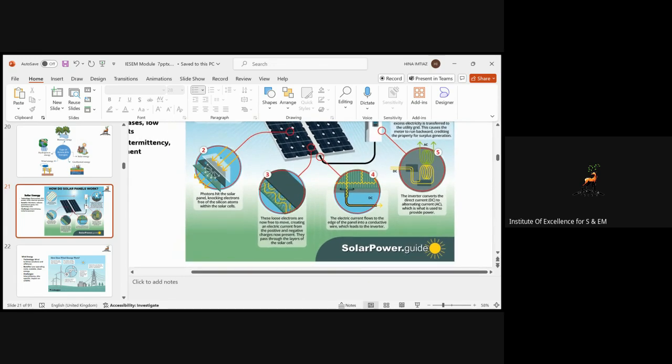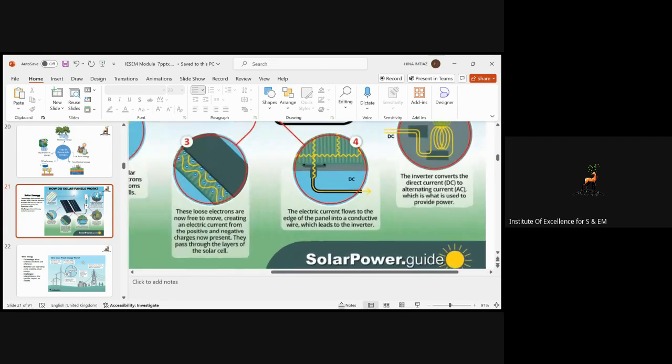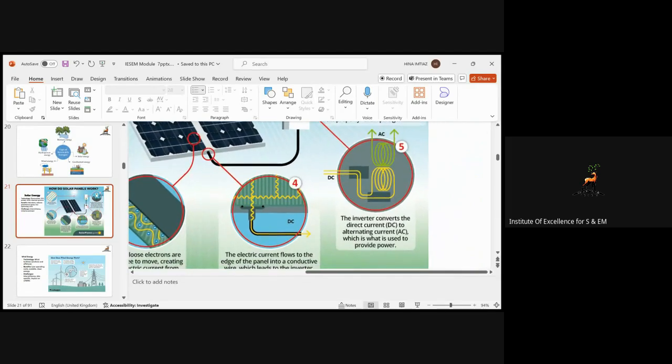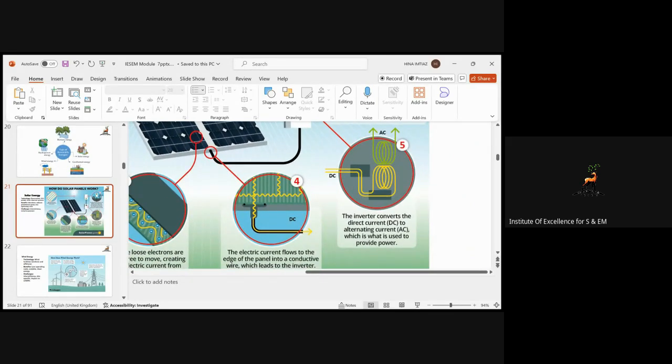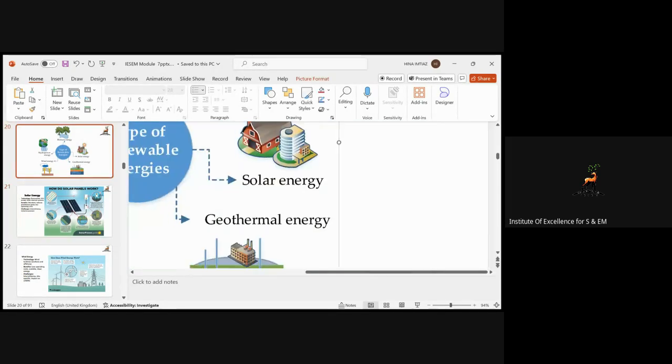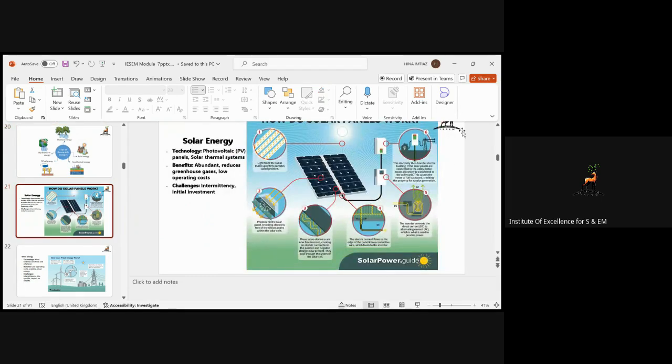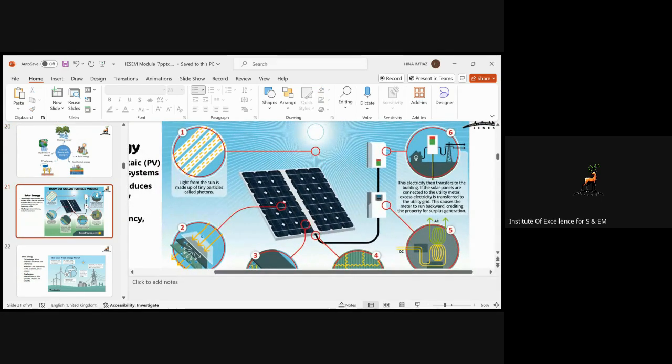After that, the electric current flows to the edge of the panel into a conductive wire, which leads to the inverter. And again, the inverter converts the direct current to the alternating current, which is what we use to provide power to the house or to any industry. So this is the entire process of converting sunlight into electricity.